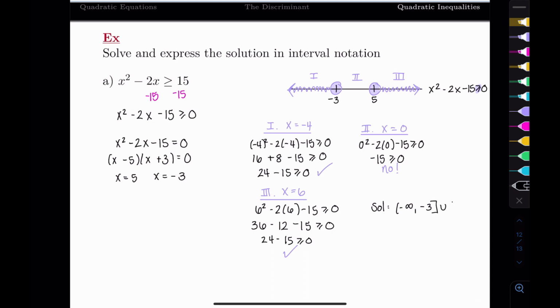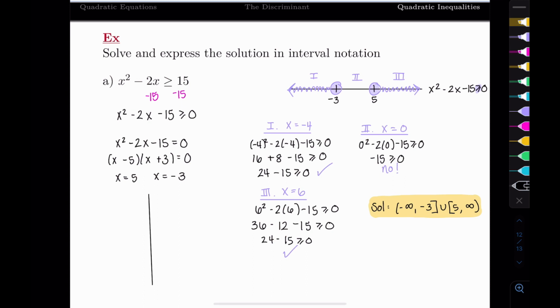And then our third interval also works, which is 5 to infinity. And so these are the values that satisfy the inequality. Okay. Now again, I do just want to relate this to the graph so you can understand why.